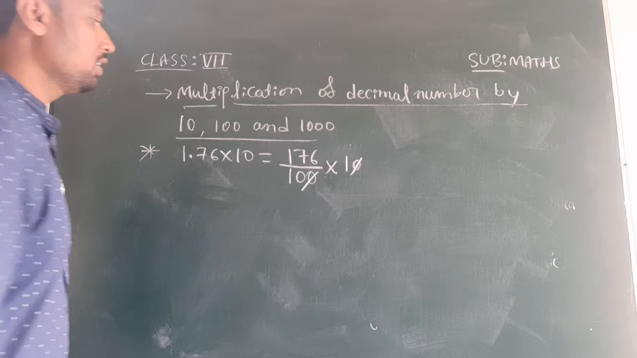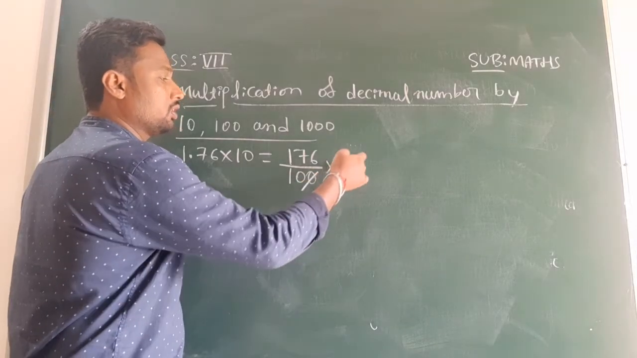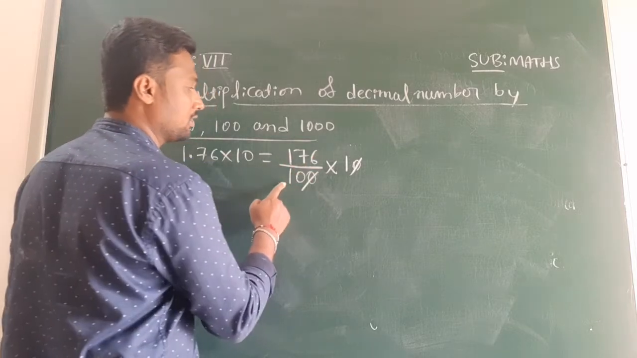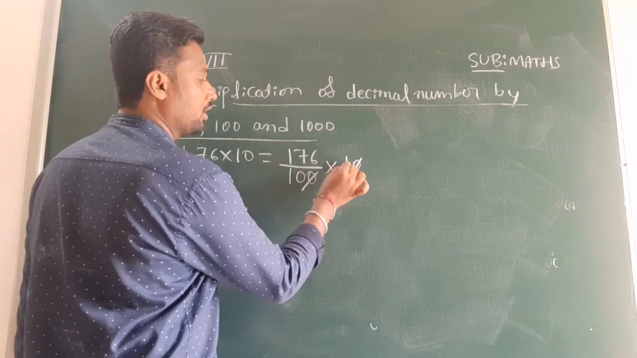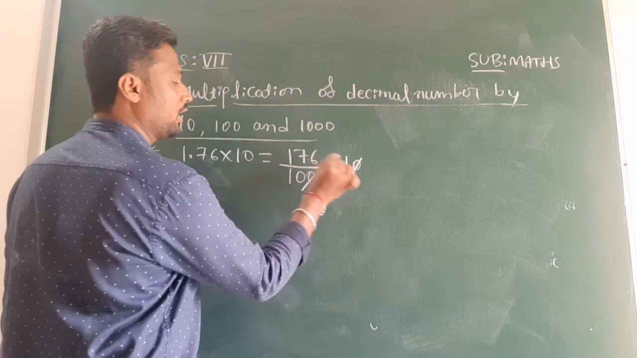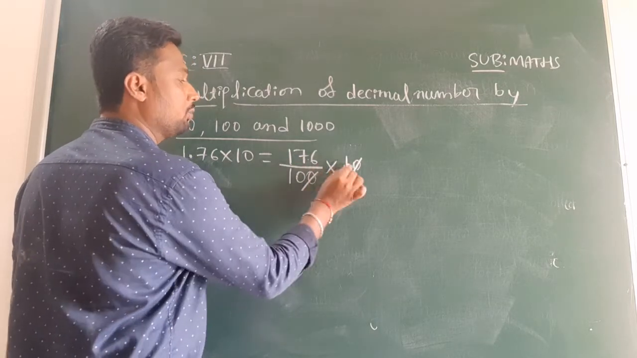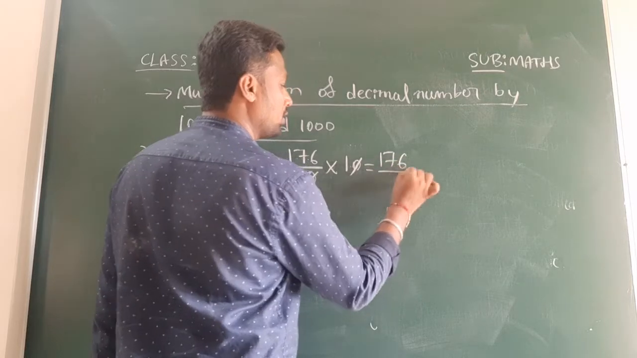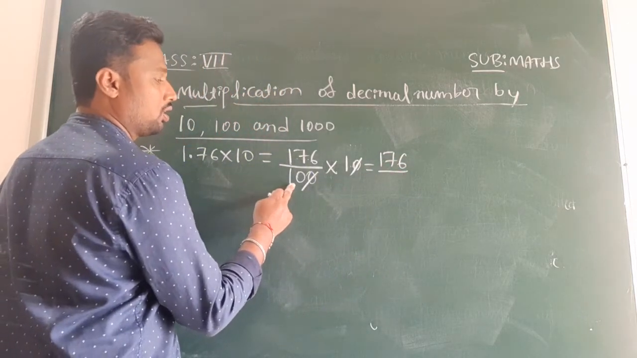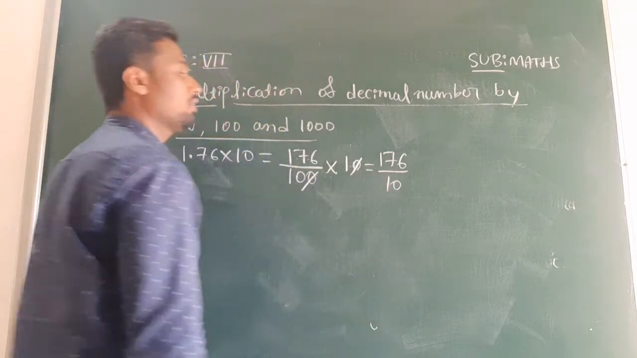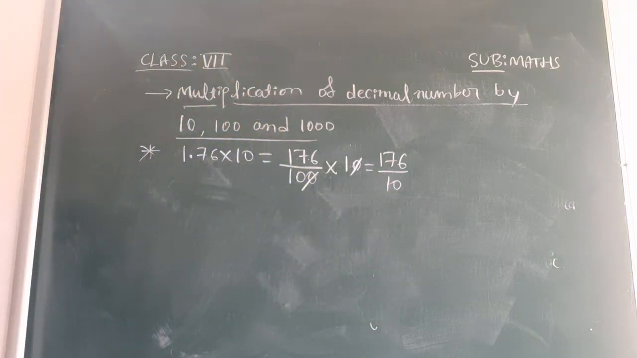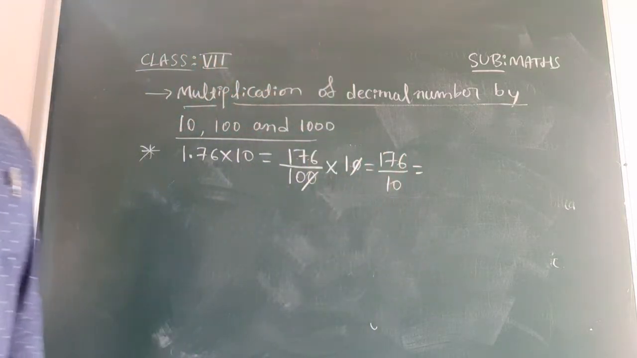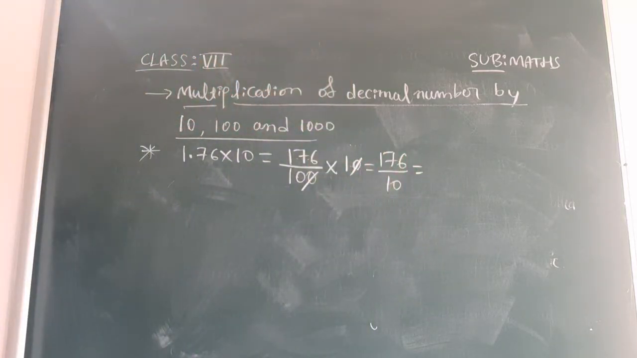Okay, so here I will cancel two zeros, this 0 and this 0. So what is remaining now? 176 divided by 10, because 176 into 1, these two are in numerator, so you have to multiply with numerator value only. So 176 into 1, 176 divided by, in denominator what is remaining? 10. So 176 divided by 10 means how you can convert. Here we want to convert this fraction to decimal number.